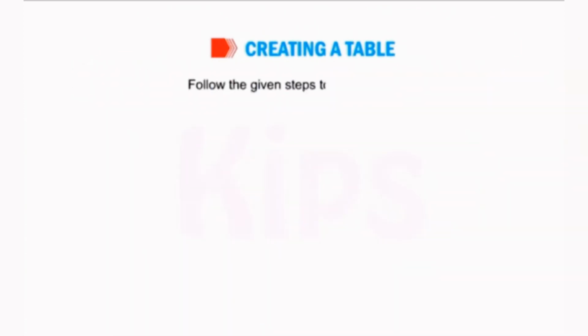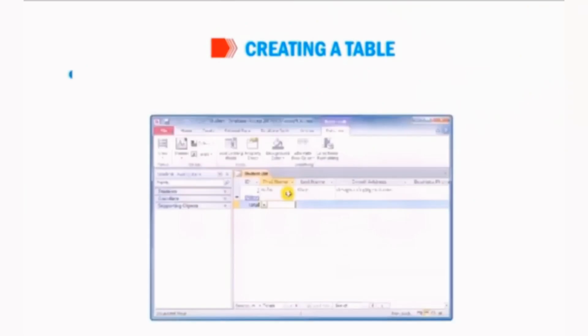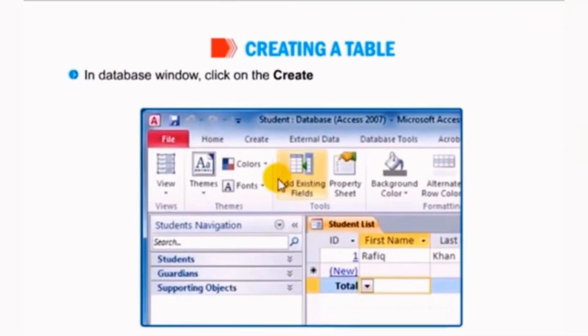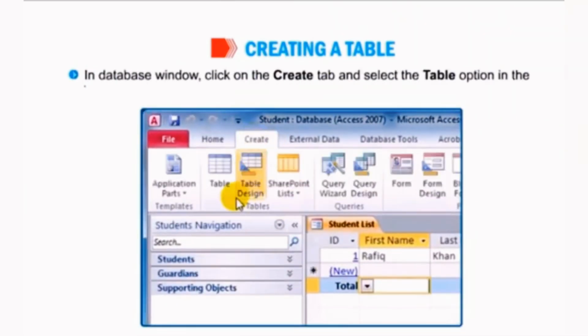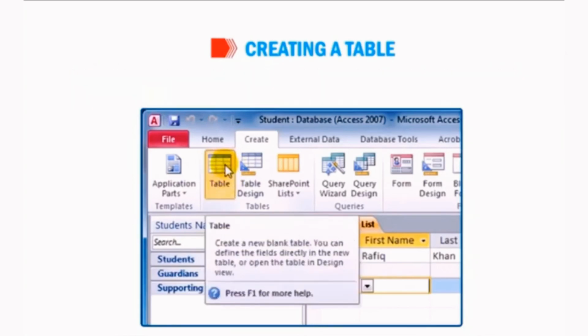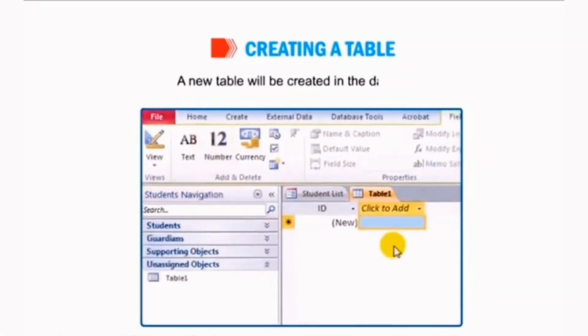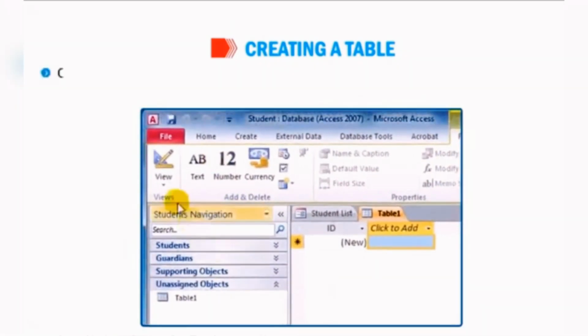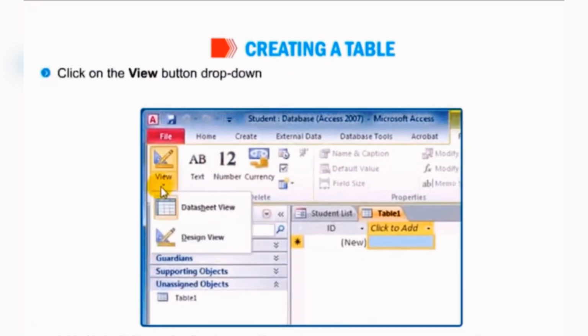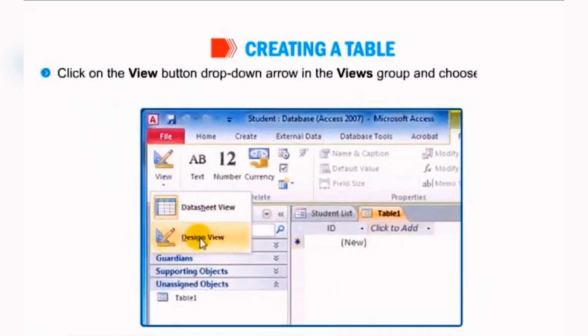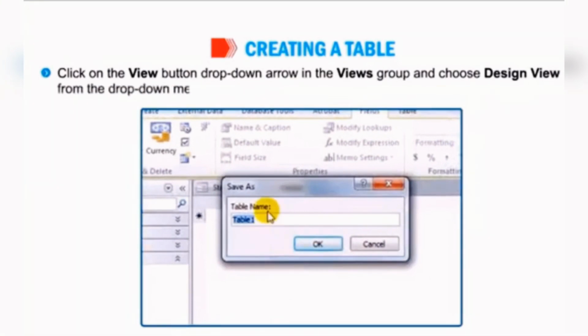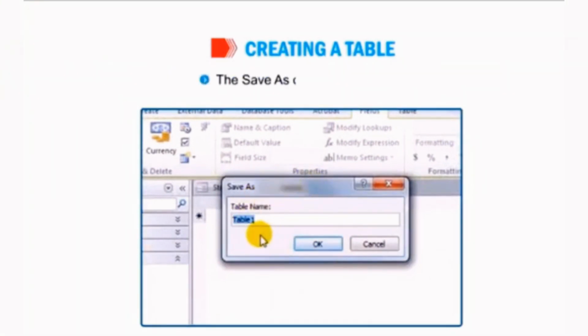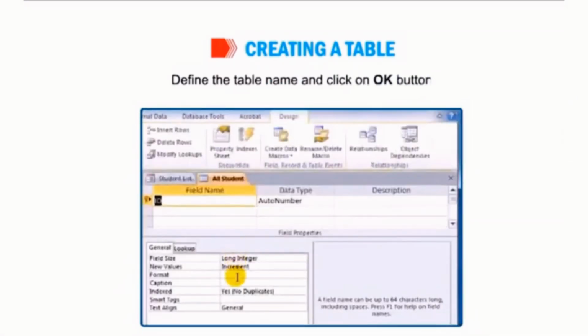Follow the given steps to create a table. In Database window, click on the Create tab and select the Table option in the Tables group. A new table will be created in the database. Click on the View button, drop-down arrow in the Views group and choose Design View from the drop-down menu. The Save As dialog box appears. Define the table name and click on OK button.